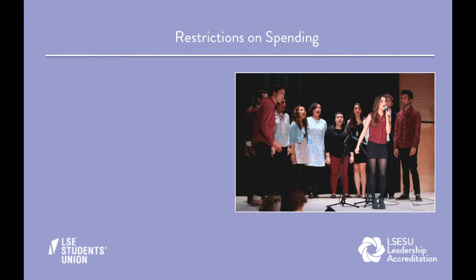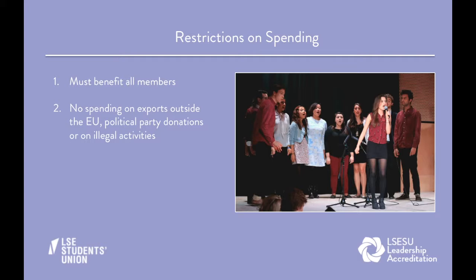Now, there are a few restrictions on what you can spend society money on. The first restriction is that anything you spend money on must benefit all society members. So, for example, you can't spend society money on a committee lunch. Secondly, you can't spend society money on exports from outside the EU, on political party donations, or on anything illegal.